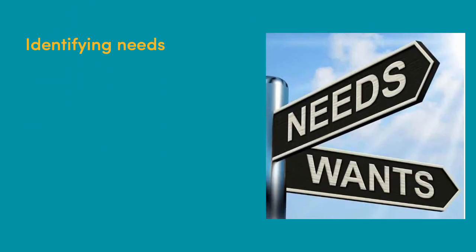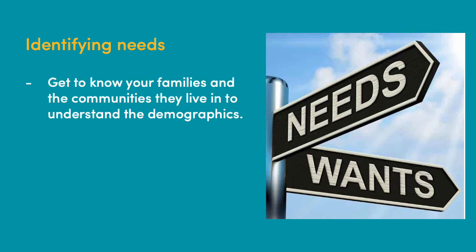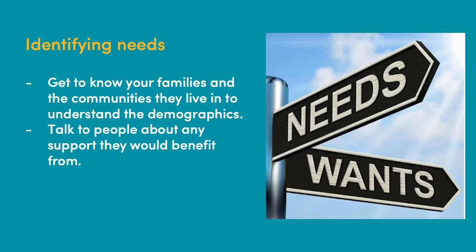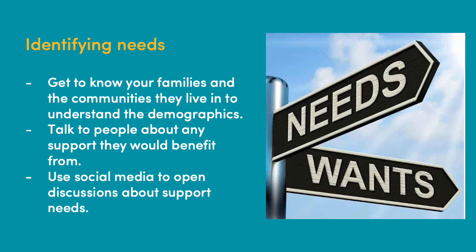So firstly, when we think about identifying the needs, we have to get to know the families, the communities, the adults, the children, and where they live in order to understand the demographics of the individuals who we are supporting. To do that, we can talk to people about any support they would benefit from. We can talk to them about the different elements of their life that might require additional services. And we can use social media to open up discussions about what type of support needs people in that community or the people that we're working with might benefit from the most.